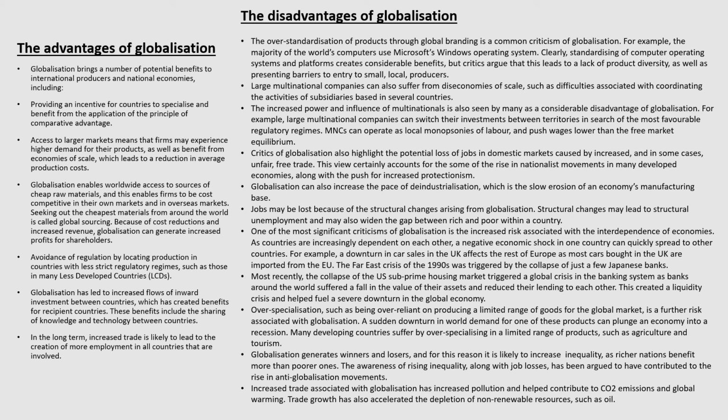The increased power and influence of large multinationals is often seen as a disadvantage of globalization. For example, large multinationals can switch their investments between territories in favor of the most favorable regulatory regimes. And they can act as local monopolies of labor and push wages lower than the free market equilibrium because they're so big. Critics of globalization also highlight the potential loss of jobs in domestic markets caused by unequal fair trade sometimes.